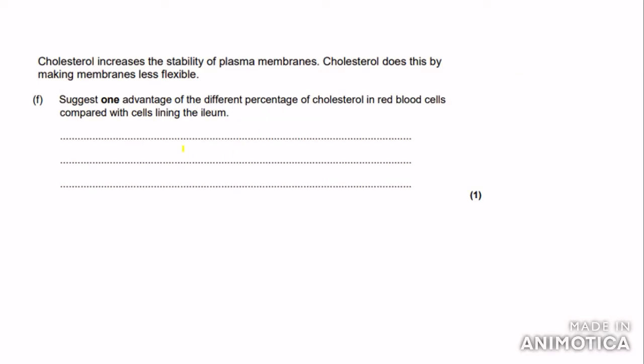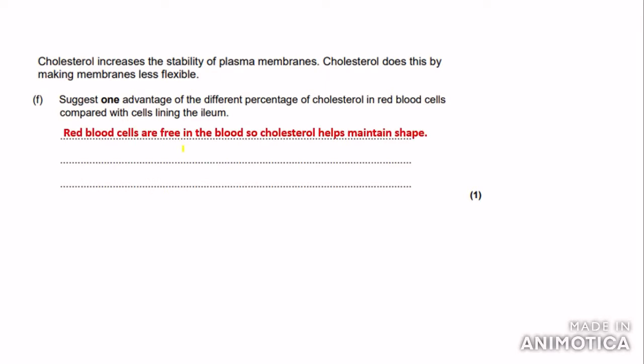Let's look at the next one. Cholesterol increases the stability of plasma membranes. Cholesterol does this by making membranes less flexible. Suggest one advantage of the different percentage of cholesterol in red blood cells compared to cells lining the ileum, which is the small intestine. Now, as this is a suggest question, it often requires your own knowledge, not that from the specification, just your own ideas.